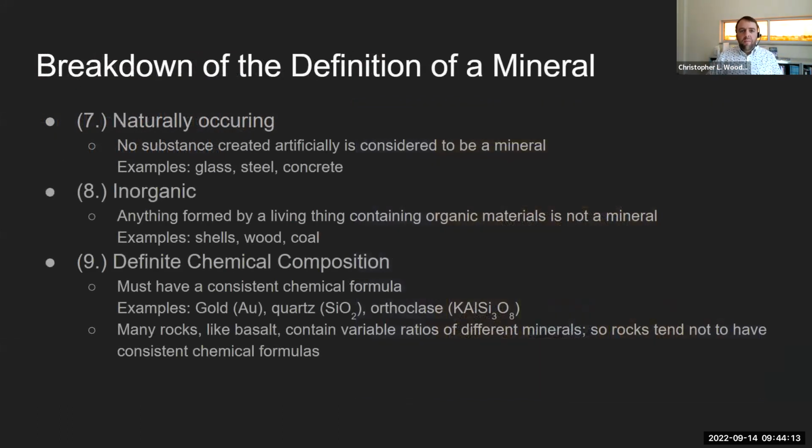So let's break it down. Naturally occurring. Naturally occurring means it cannot be created artificially. It has to be created in nature. So some non-examples would be glass, steel, concrete. All of those are solid and they're inorganic, but they are man-made, so they're not naturally occurring.